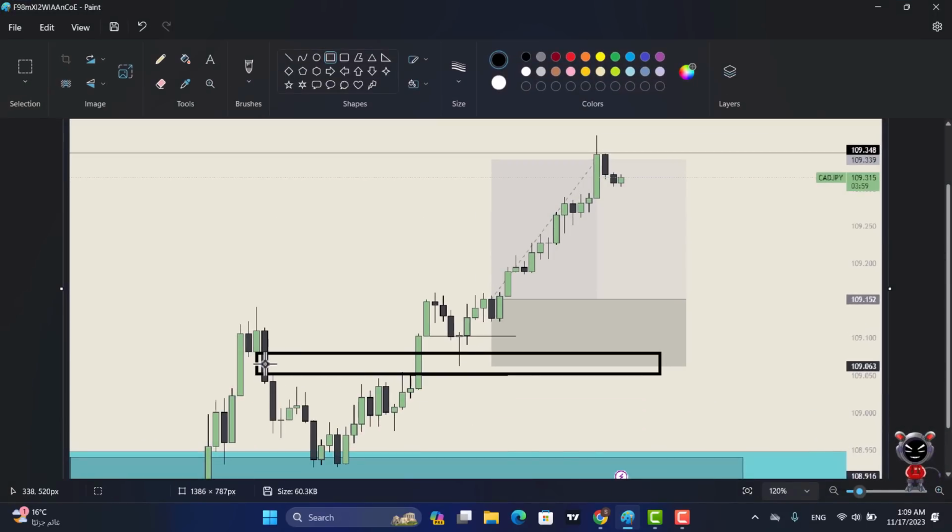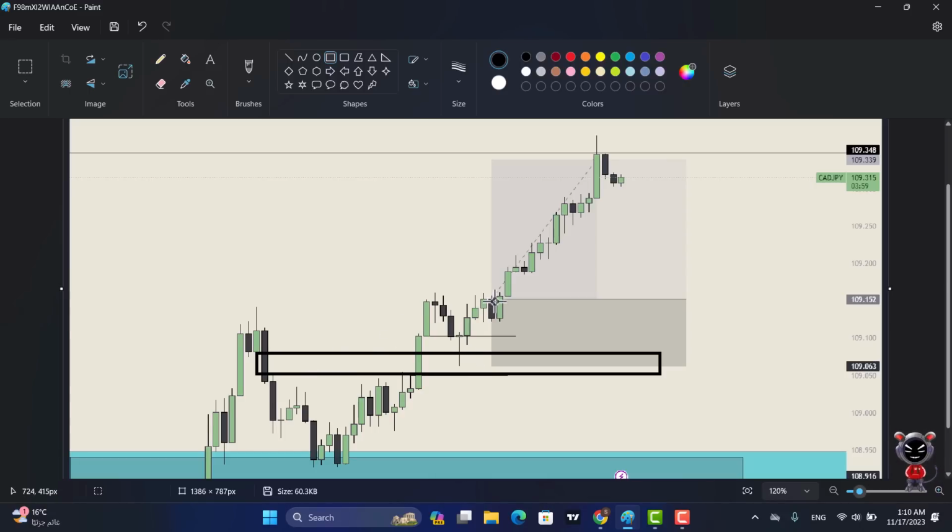So here is that inverted fair value gap, right? We have a market structure shift, right? And price now retraces to where? This fair value gap, and we also have this inverted fair value gap right here. So as you can see, we didn't use this inverted fair value gap to create a long idea. No, we already have that long idea in mind, and we only use it as an entry.